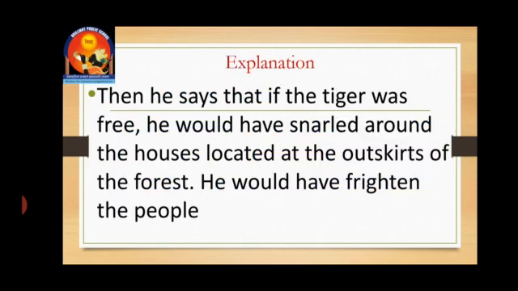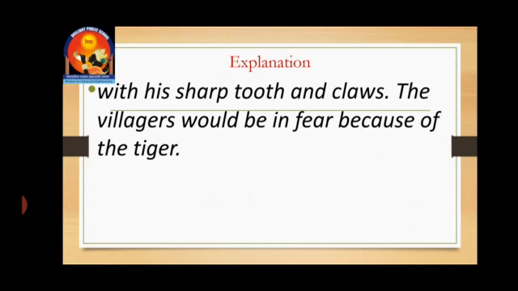Students, in the next stanza, stanza 3, the poet says that if the tiger was free, if he was in the forest, he would have snarled around the houses located at the outskirts of the forest, because many times there are villages which are located on the outskirts of the forest. In that case, the tiger would have frightened the people living in those villages. The tiger would have frightened them with his sharp tooth and the claws, which looks very ferocious. The villagers would be in fear because of the tiger.